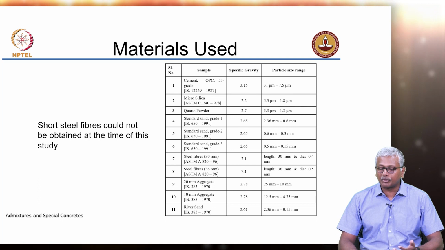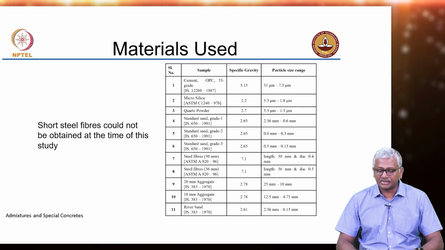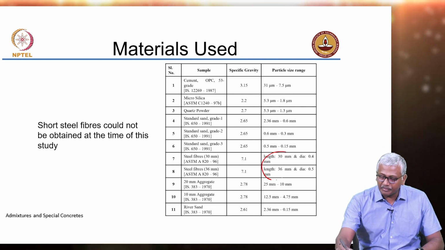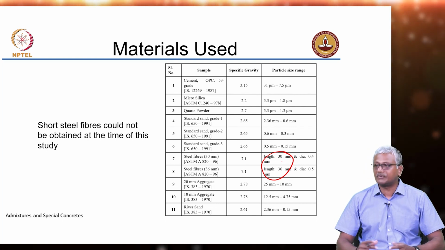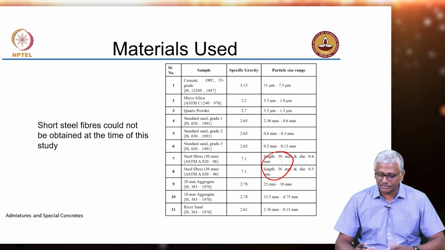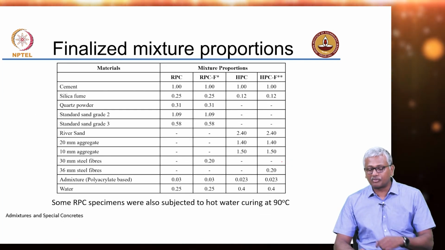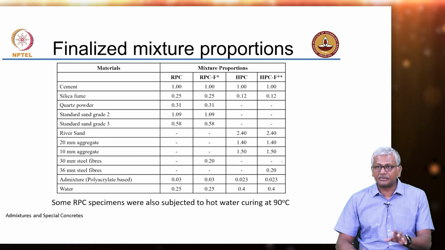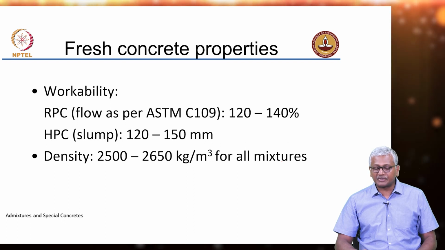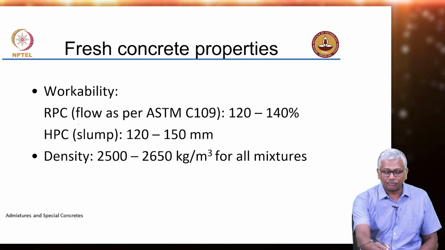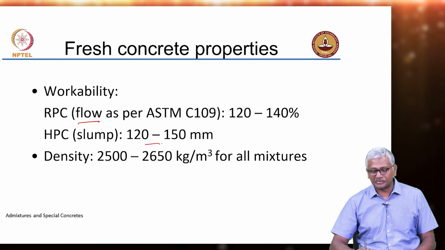So, here it just talks about the mix designs, more or less similar to what you already saw from my examples in literature. The problem here was the fibers could not be obtained at that point of time, the microfibers. So, we worked with conventional steel fibers. That was a major limitation of the study. And again RPC and high performance concrete were compared in this, and you can see the mix designs also given there. The range of workability that was desired was in terms of flow in reactive powder concrete and slump in high strength concrete or high performance concrete.